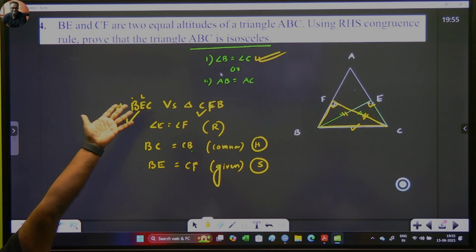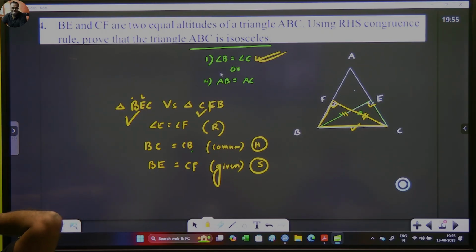Look at what is written in the question. ABC is isosceles. That means angle B should be equal to angle C.